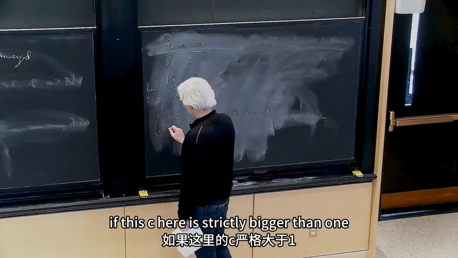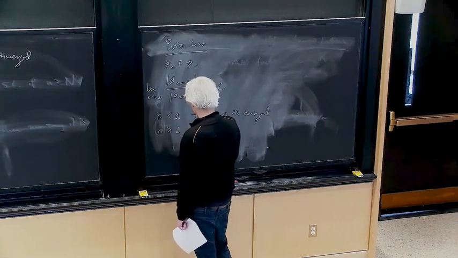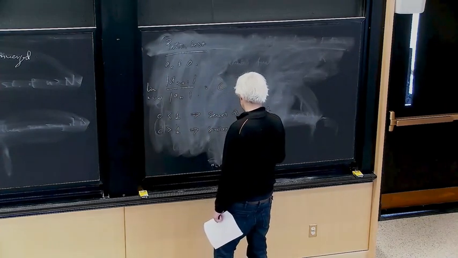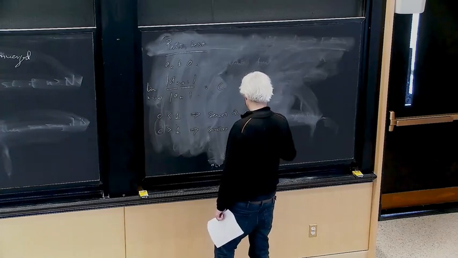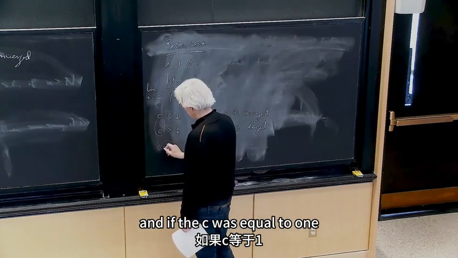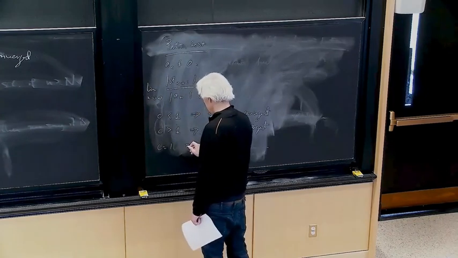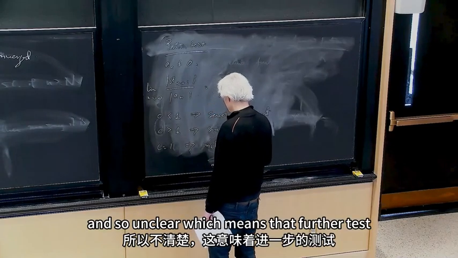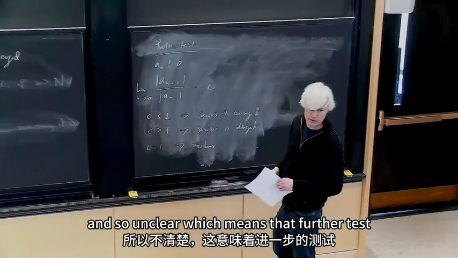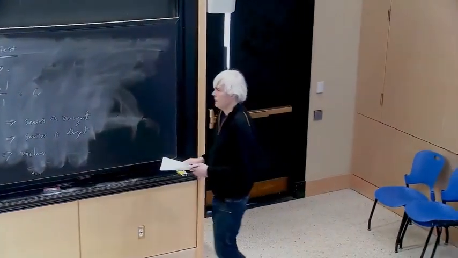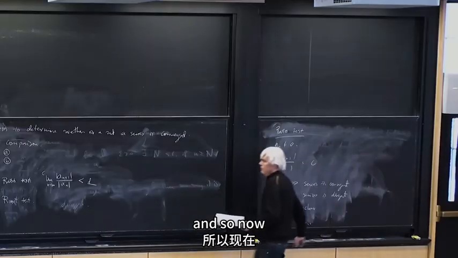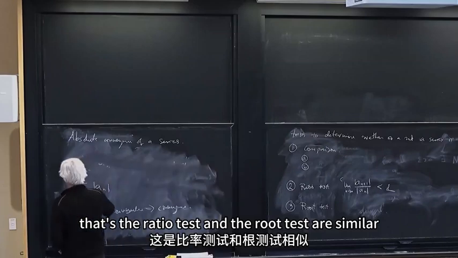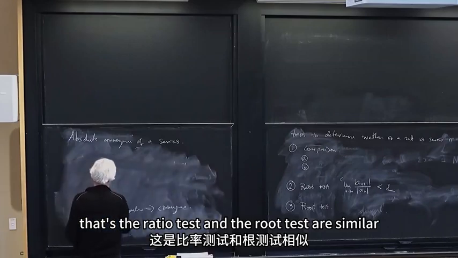If this c here is strictly bigger than 1, this implies that the series is divergent. And if c was equal to 1, then it's unclear, which means that further tests are needed. And so that's the ratio test. And the root test was similar.